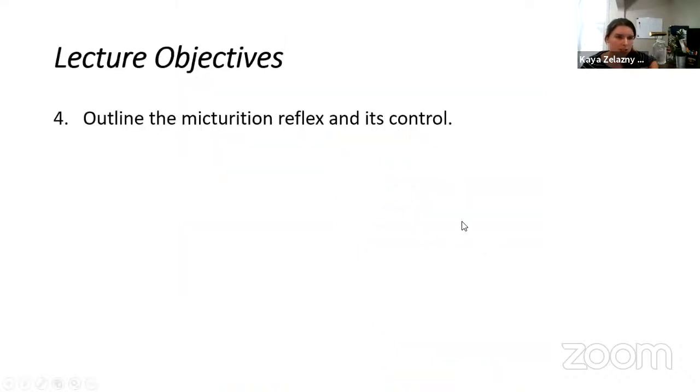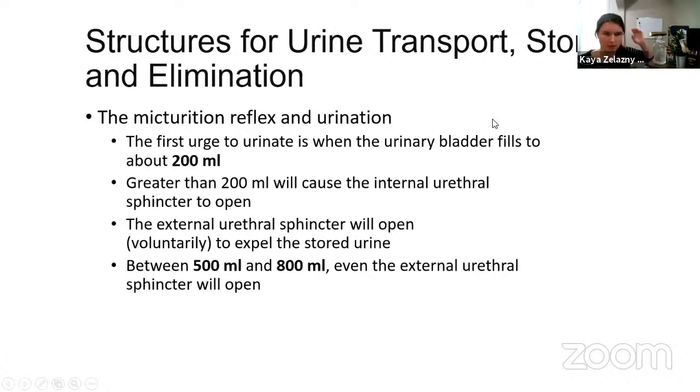Finally, the micturition reflex. So that's peeing, that's urinating, and how we can control it. Okay, so when we're talking about the micturition reflex, we're talking about really the urge to urinate. And this happens at specific points when there's a specific amount of fluid in the bladder. So the first time you'll feel like you have to pee, the first urge to urinate, is going to be when the bladder is filled to about 200 milliliters.